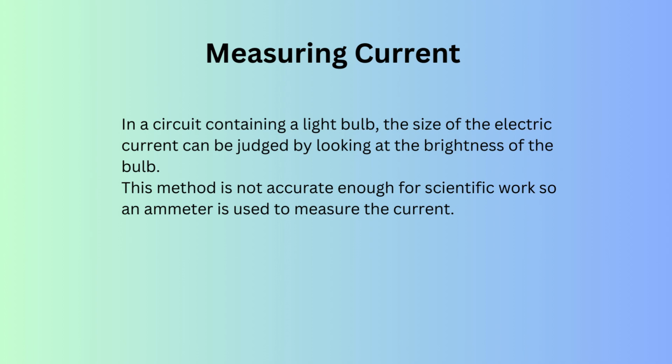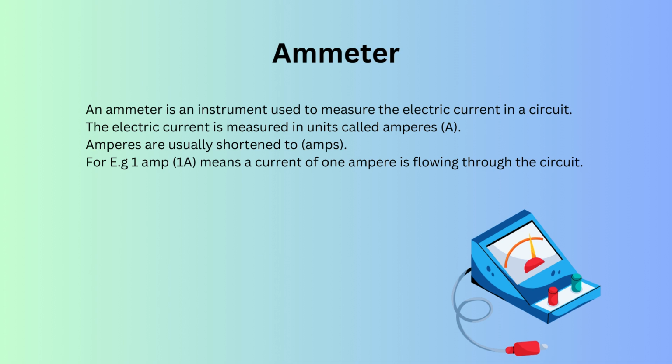Now, this method is not accurate enough for scientific work. Therefore, a device called an ammeter is used to measure the current accurately. Now, what is an ammeter? An ammeter is an instrument used to measure the electric current in a circuit. The electric current is measured in units called amperes. Amperes are usually shortened to amps. For example, 1 amp means a current of 1 ampere is flowing through the circuit.